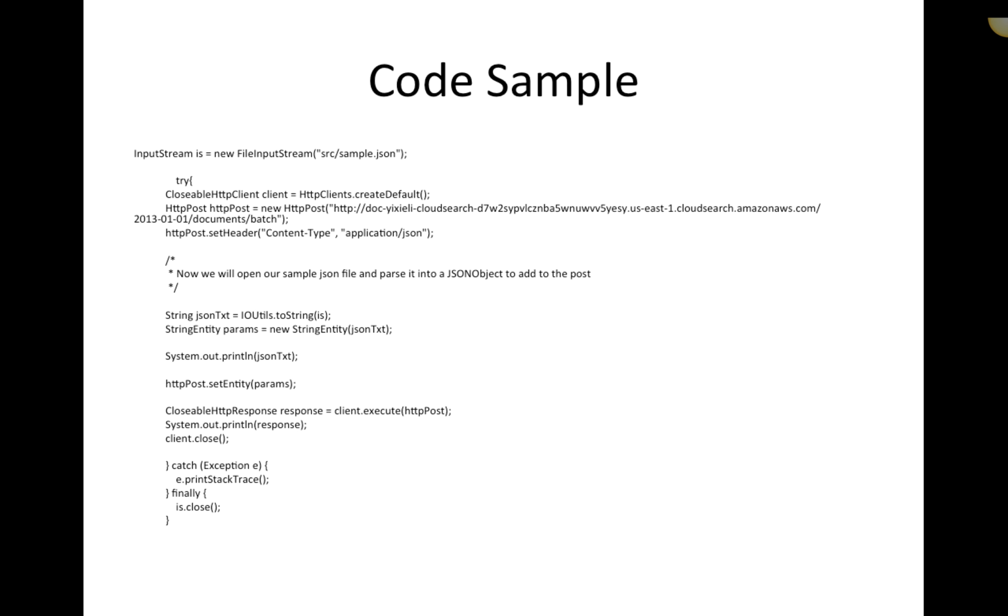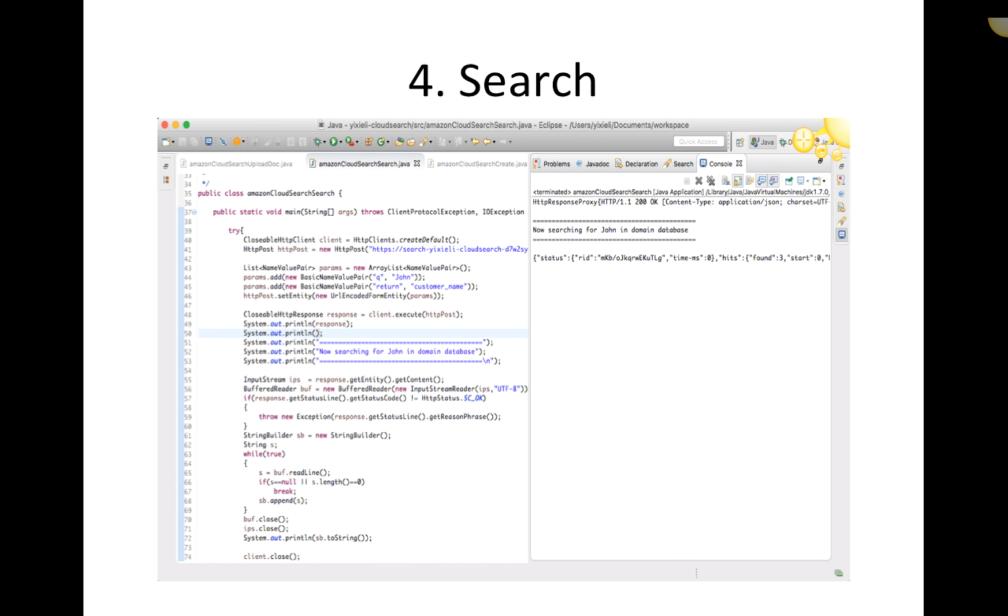Basically it is a post request. You don't even need to use any SDK methods here. It's a very simple post request. So you basically load the JSON file and convert it to a string, and you pass it as a parameter, and then you get the response back.